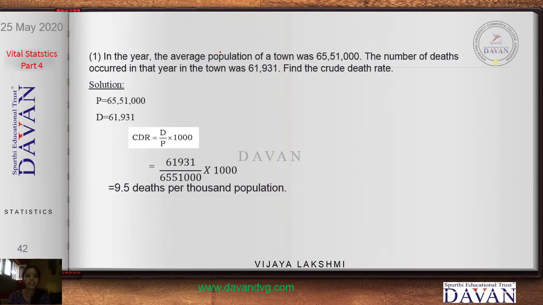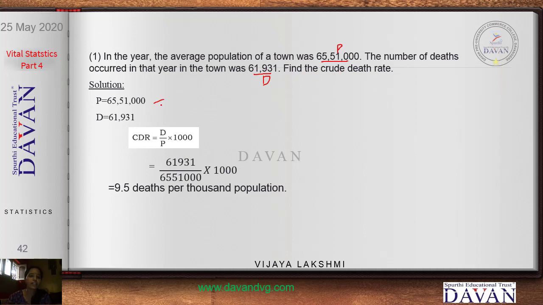In the year, the average population of the town was 65,51,000. So this is the value of P. The number of deaths that occurred in that town was 61,931. So this is the value of D. Find the crude death rate.